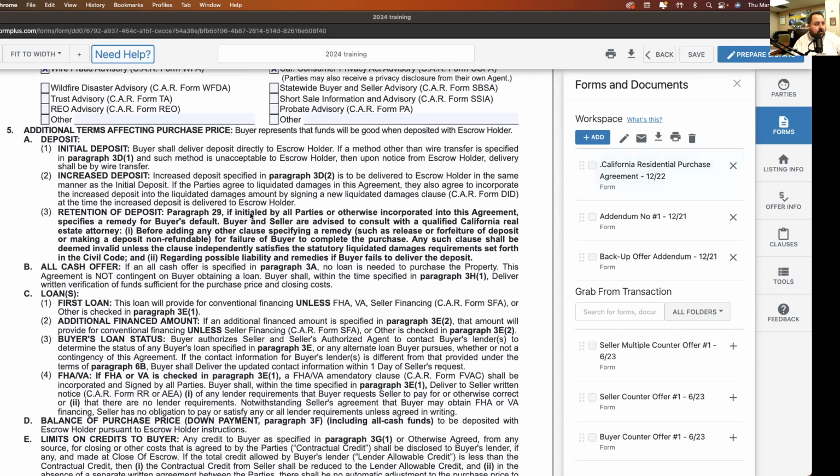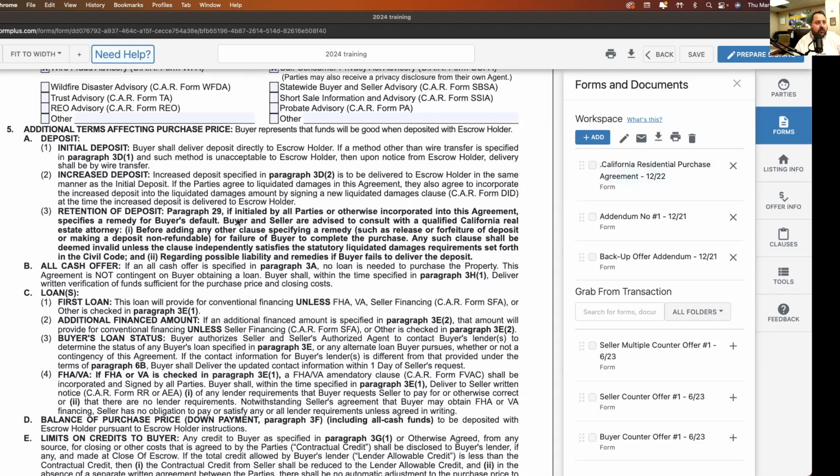Retention of deposit, paragraph 29, again, we'll get to that. That's the liquidated damages clause. If initialed by all parties or otherwise incorporated in this agreement, it specifies a remedy for buyer's default. Buyer and seller are advised to consult with a qualified California real estate attorney before adding any other clause specifying a remedy, such as release or forfeiture of deposit or making deposit non-refundable, for failure of buyer to complete the purchase. Any such clause shall be deemed invalid unless the clause independently satisfies the statutory liquidated damages requirements set forth in the Civil Code, and regarding possible liability and remedies if buyer fails to deliver the deposit.